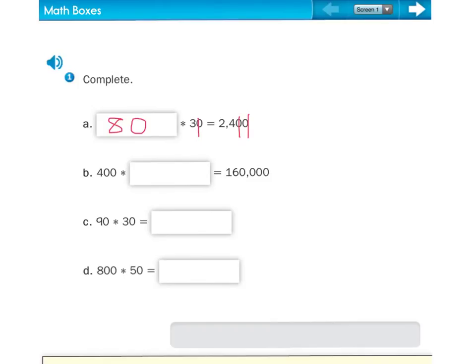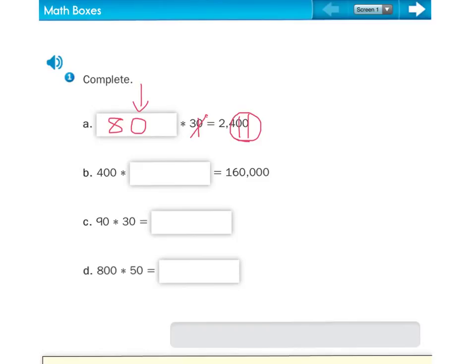Okay? So how did I get that extra 0? Where did it come from? Well, if you look at 30, we have 1 zero in 30. But in 2,400, we need 2 zeros. We only have 1 in that 30. So we need a second 0 in this other number, which is the 80. That's where that 0 came from. So 80 times 30 equals 2,400.